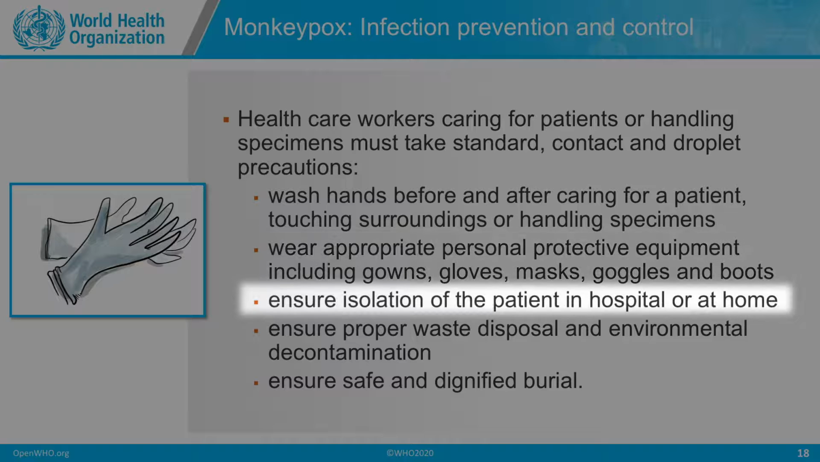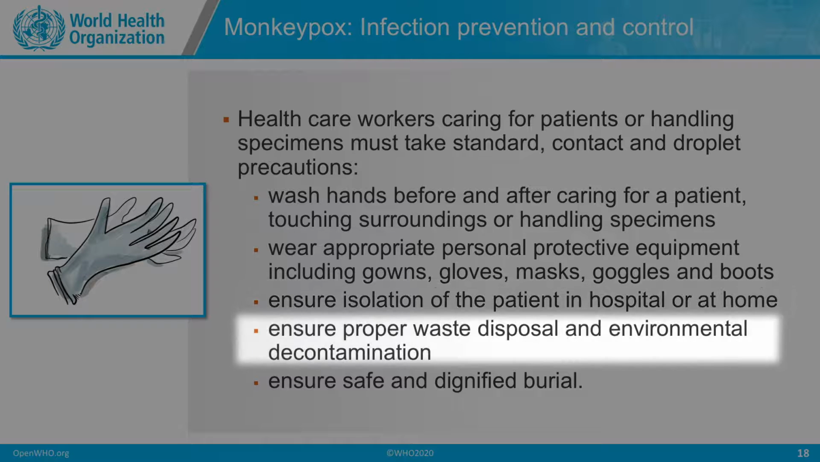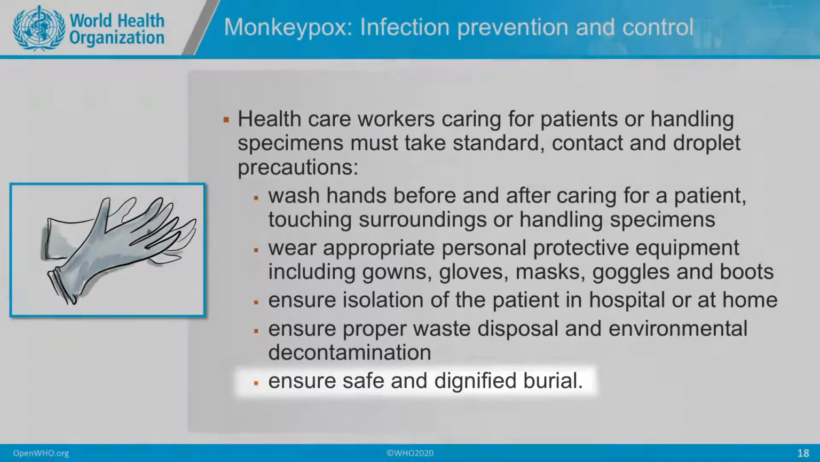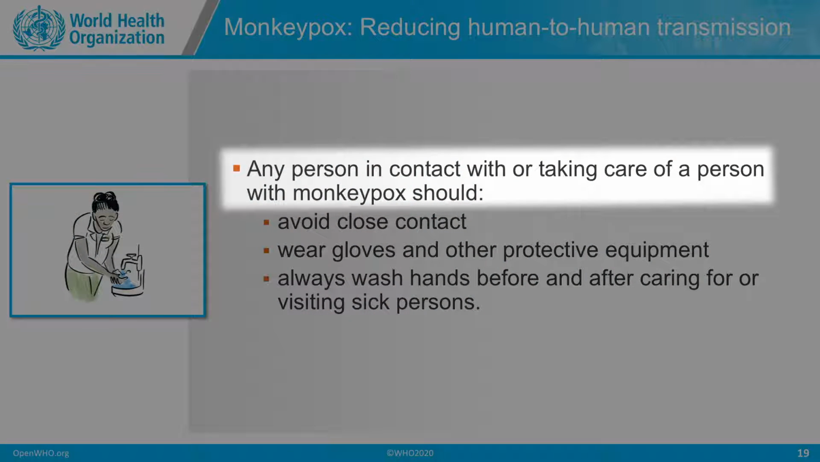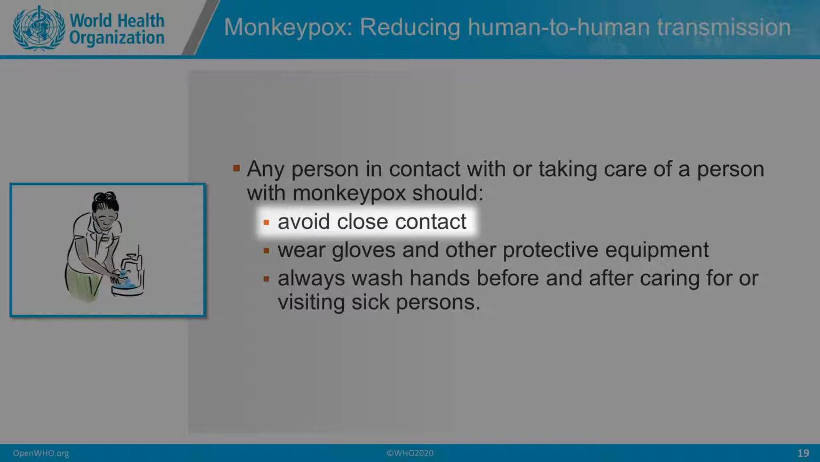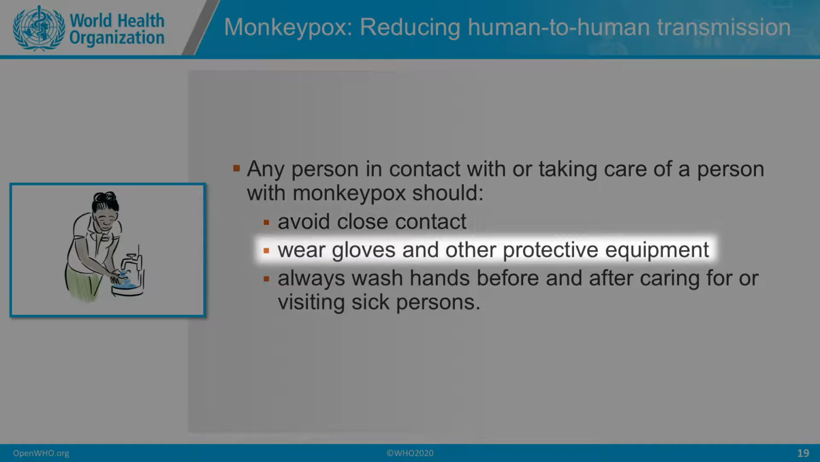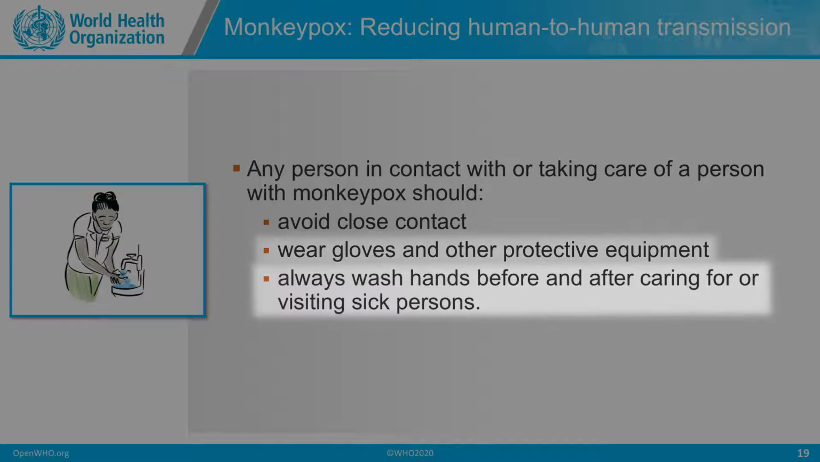Ensure proper isolation of a patient. Ensure appropriate waste disposal and environmental decontamination. And ensure safe and dignified burials. Implementing the mentioned infection prevention and control measures are crucial in any setting. Persons taking care of suspected monkeypox patients, including household members, should follow these precautions. Avoid close physical contact. Wear gloves and other personal protective equipment. Always wash hands before and after caring for and visiting sick persons.